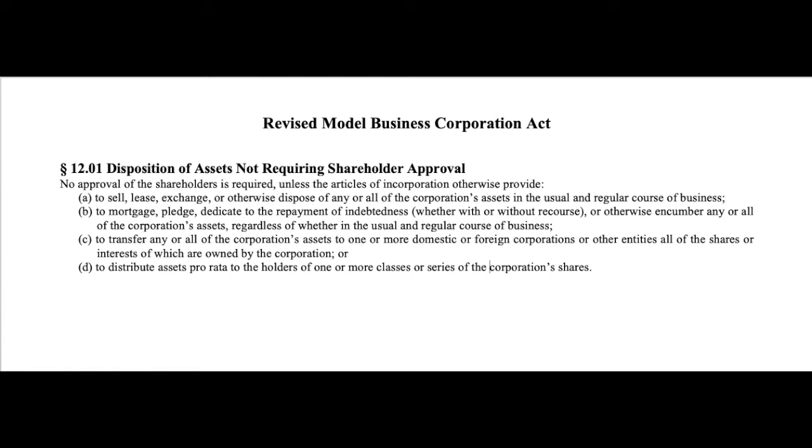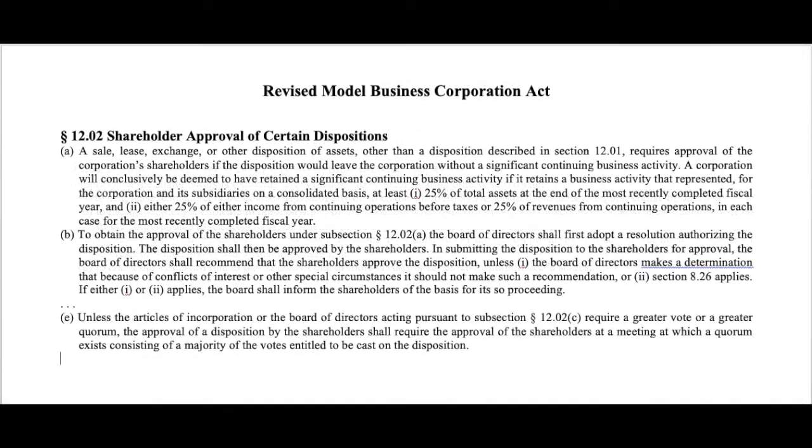So this rule is provided in two sections of Chapter 12 of the Model Act. Section 12.01 starts off by saying that no approval is required in certain circumstances. No approval of the shareholders is required, unless the articles otherwise provide, to sell, lease, exchange, or otherwise dispose of any or all of the corporation's assets in the usual or regular course of business, to mortgage, pledge, etc., to transfer any or all of the corporation's assets to domestic or foreign firms, etc., and to distribute assets pro rata to the holders of one or more classes of the corporation's shares.